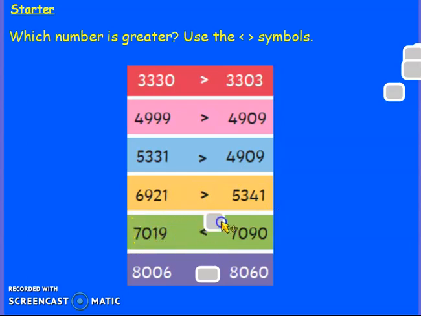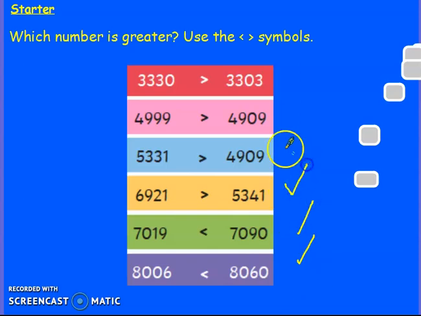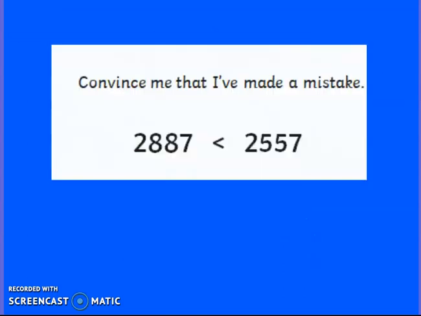7,019 is less than 7,090. 8,006 is less than 8,060. How many did you get right? Give yourself a score at the bottom and mark the ones that you answered correctly. I can't wait to see this maths in your book. Let's move on.